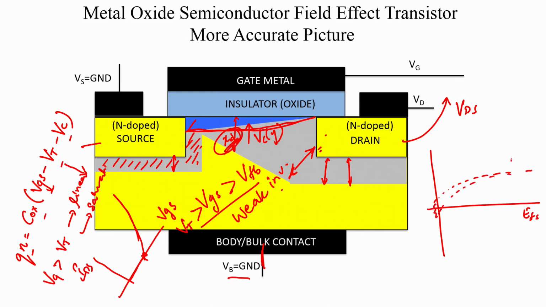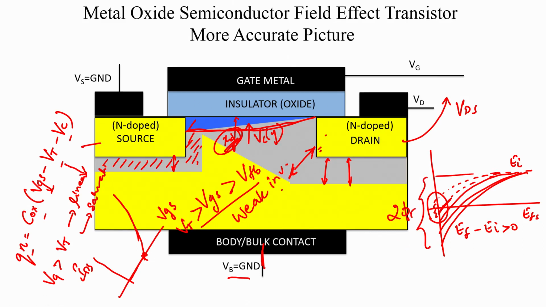your EI minus EF, or EF minus EI near the interface, becomes greater than 0, which means that the EI has gone below EF, and as you keep increasing the gate voltage, it continues going below EF till the point where the bending is so much that EI minus EF becomes equal to phi f, or the surface potential becomes equal to 2 phi f, which is when we say that we have hit threshold.